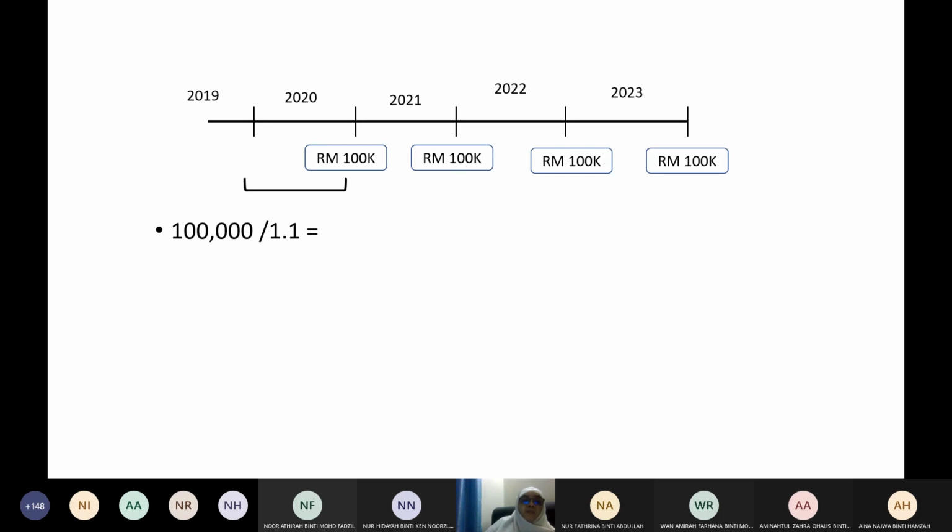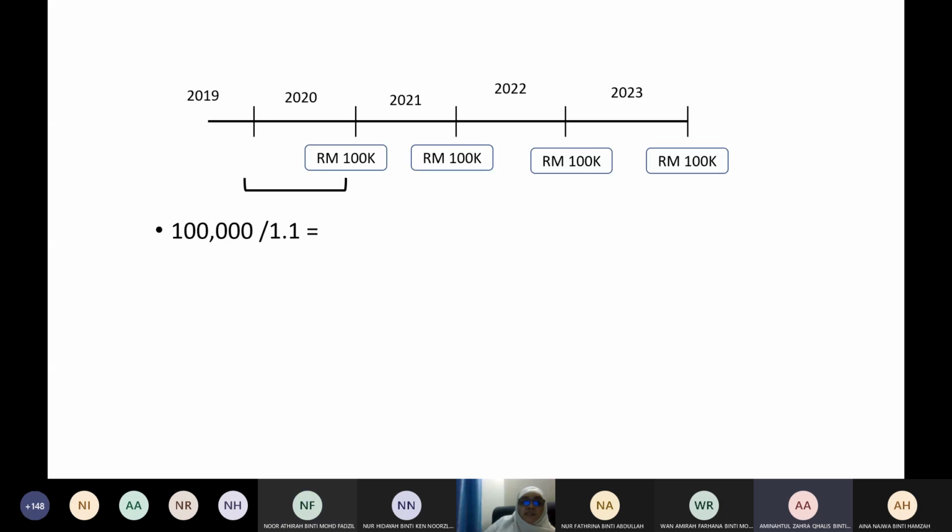So basically 100,000 will be discounted by 1.1. Now, how do you get 1.1? It is 1 plus the interest rate, which is 10%, so 0.1, to the power of how many years you have to discount. In this case, you just discount for 1 year, so 1.1 to the power of 1 is 1.1. Right, so do you get 9909? Yes, madam.